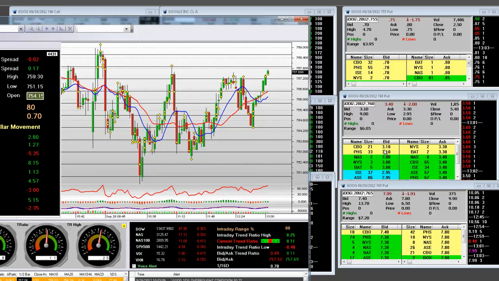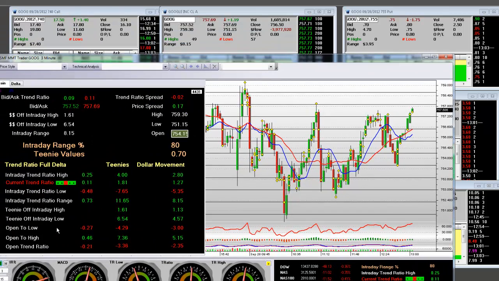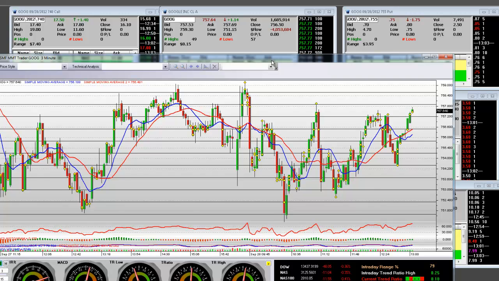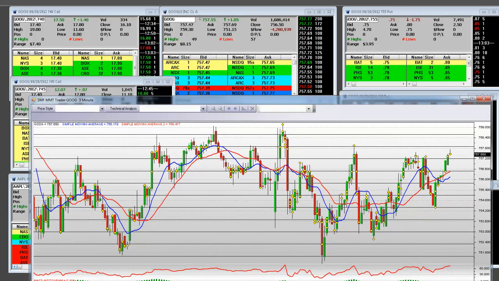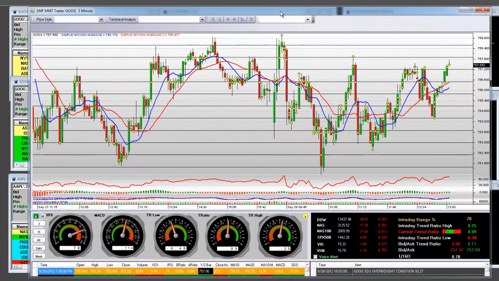So we're halfway through the options expiration, and we can clearly see that the price volatility here was wonderful. It went from 756 to 759 and then came slamming down to 751 and bouncing $6. So this is the intraday.